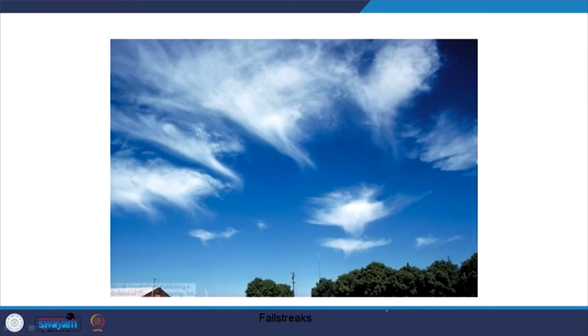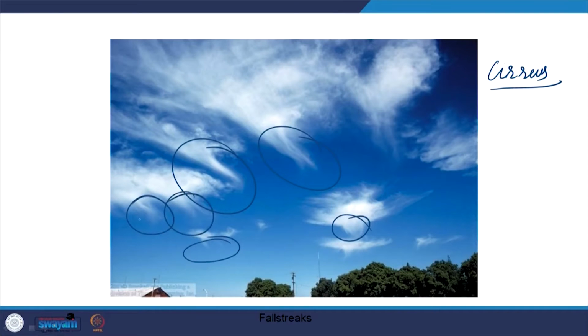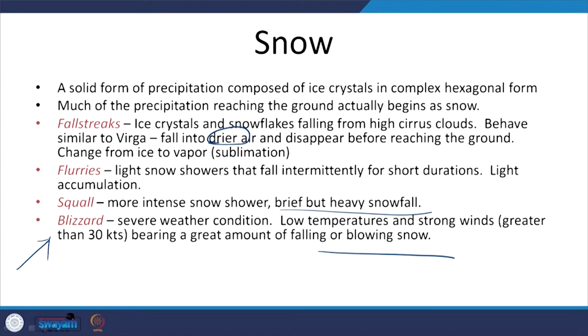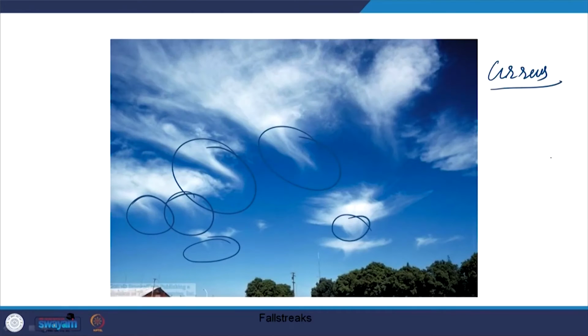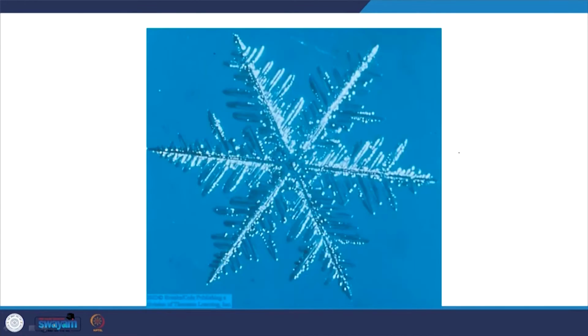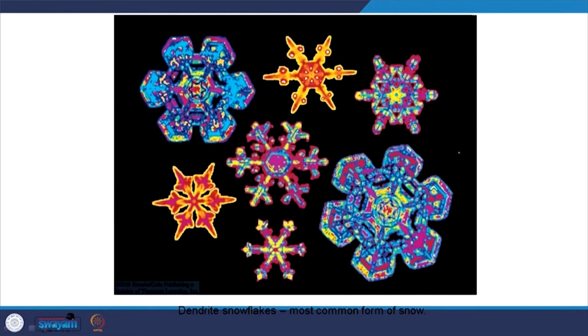So, this is just an example where ice crystals are trying to precipitate, but they will never reach the surface. The type of cloud here is cirrus cloud. So, this is what is happening. This is the precipitation that is trying to reach the earth, but it is not making it to the earth anyway. So, what do you call this? You call this the fall streaks. So, these are the fall streaks, right. So, this is how a typical snowflake will look like.